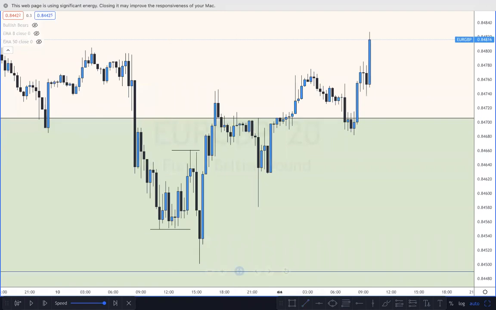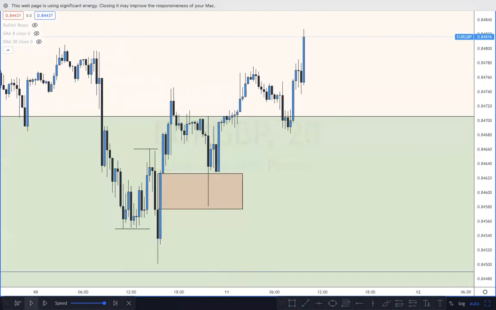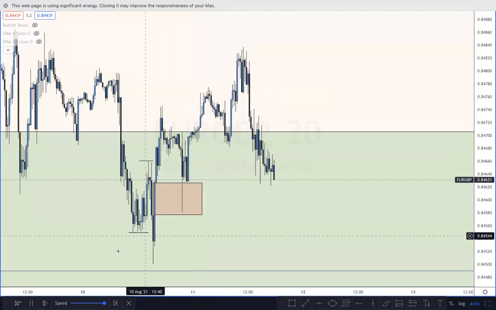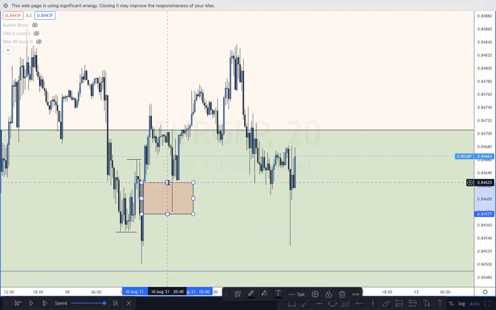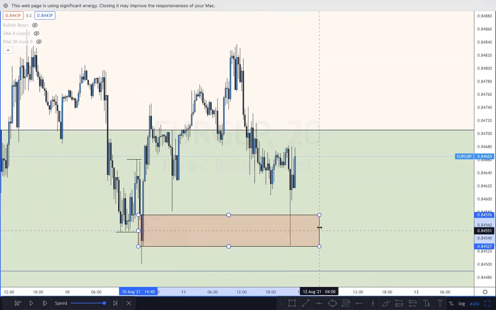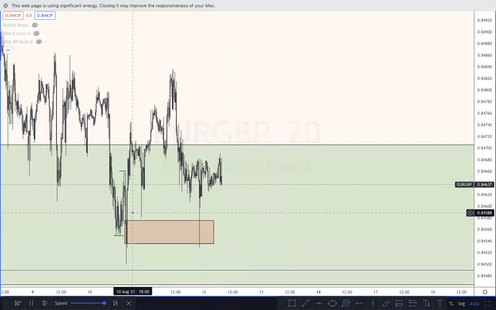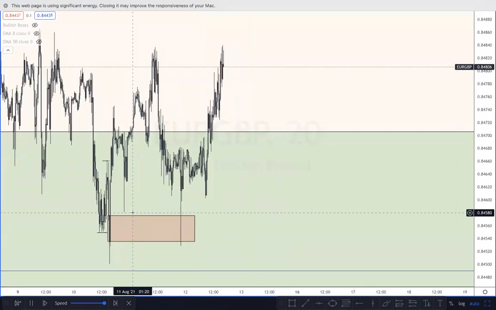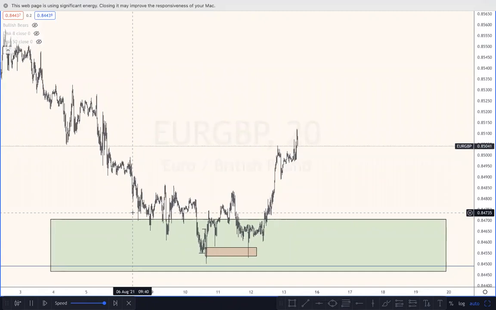Break of market structure. What do we have here? Fair value gap. What do we have here? Institutional candle. Let's see if price will go lower. There we go.